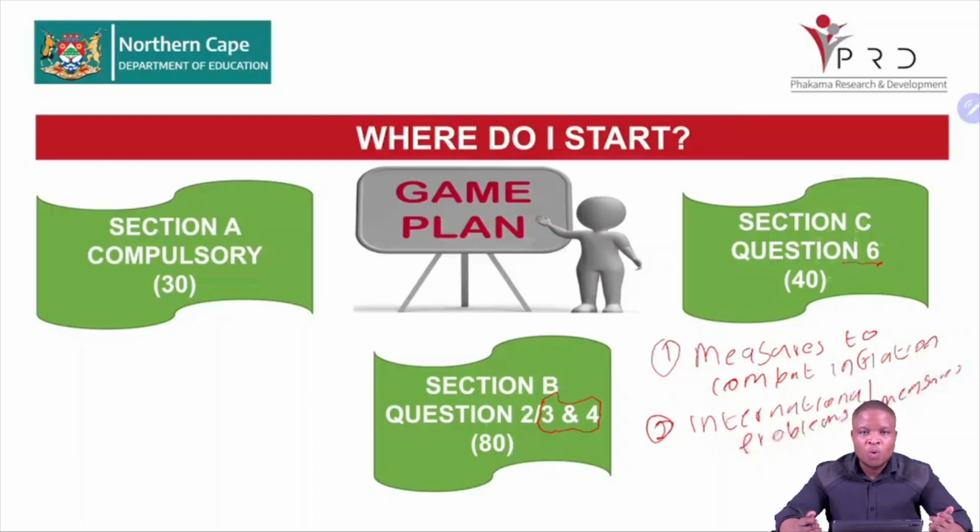1 to 4. So 1 being discuss in details measures to combat inflation, 2 being discuss in details international problems and measures for environmental sustainability, 3 being discuss in detail the benefit of tourism, 4 being discuss in details government intervention to ensure sustainable development. You need to know the difference between all these four essays, as they are possible for your section C question 6. We need to stay ready.